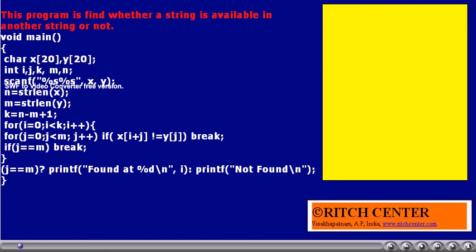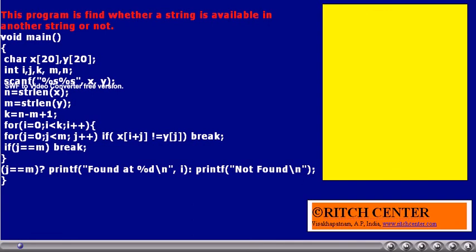The program for this application is shown in this slide. We consider x is the input string in which we are interested to search whether the string y is available or not, that is, embedded or not. We assume the length of the string x as n, and the length of the string y which is required to be searched is m.